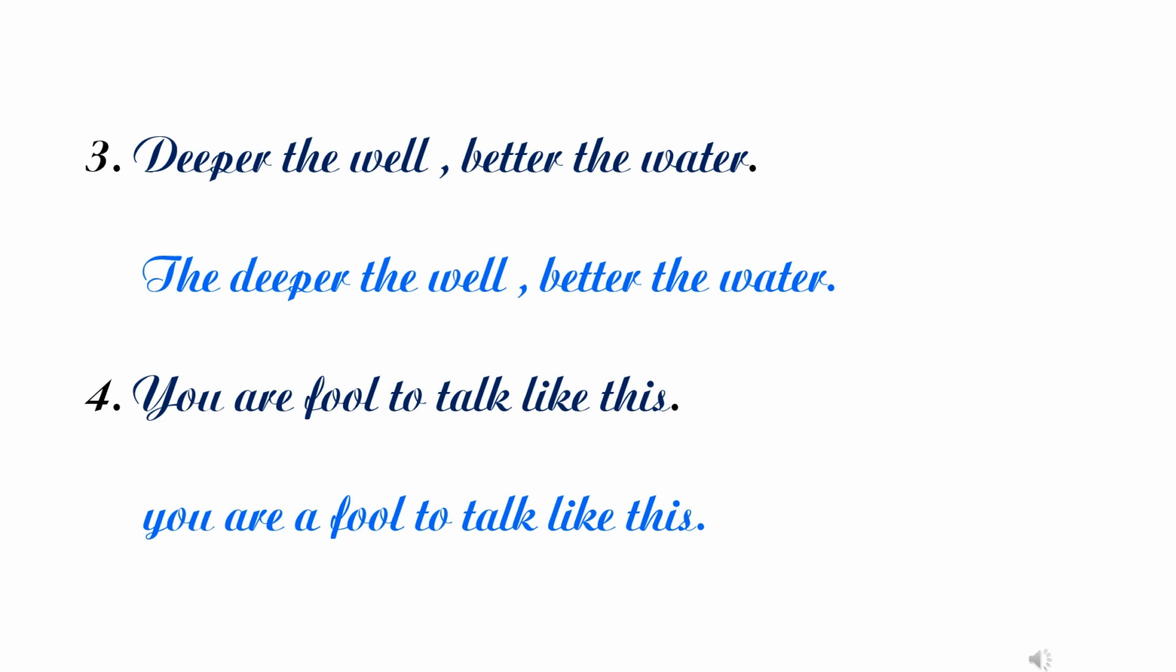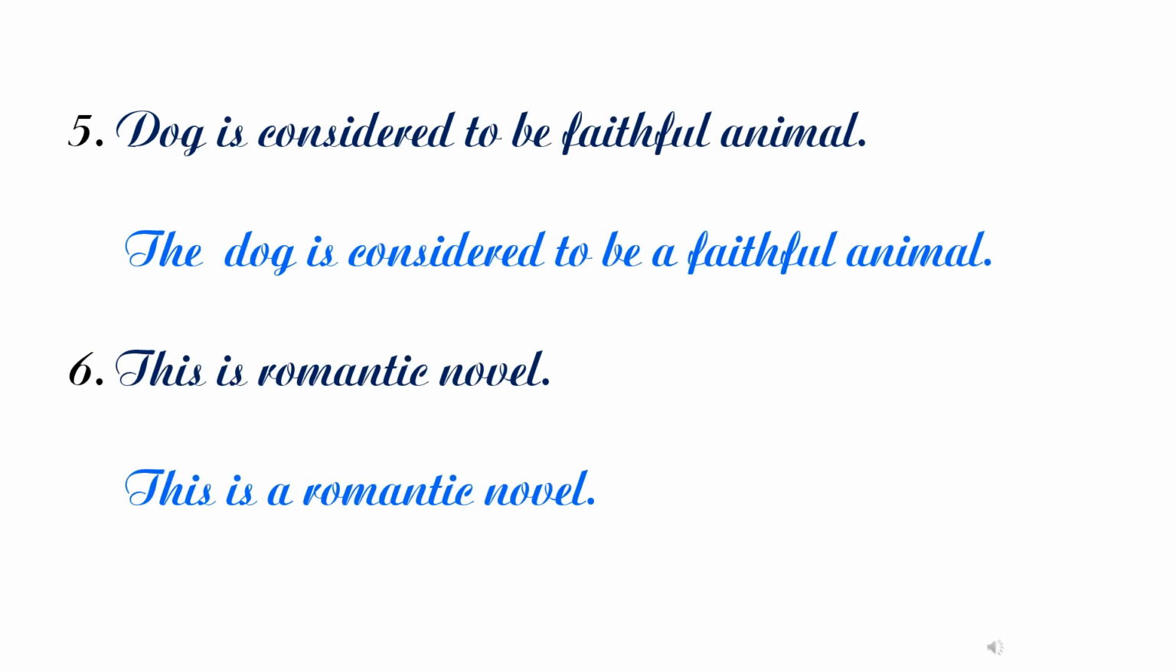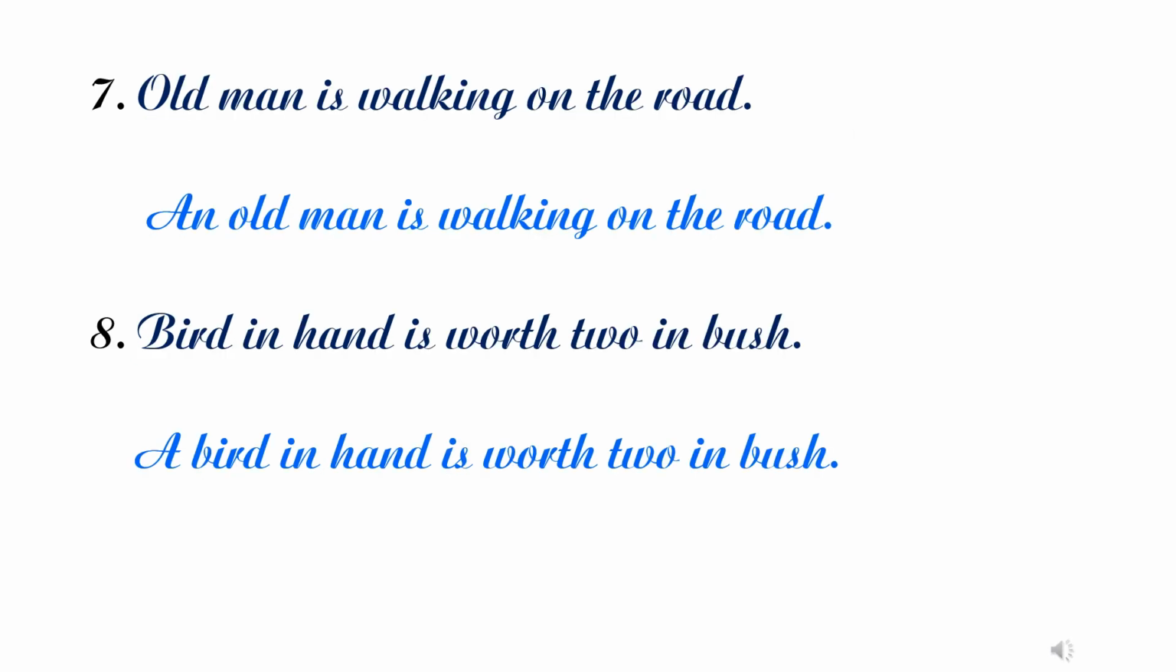4. You are fool to talk like this. You are a fool to talk like this. 5. Dog is considered to be faithful animal. The dog is considered to be a faithful animal. 6. This is a romantic novel. This is a romantic novel. 7. Old man is walking on the road. An old man is walking on the road. 8. Bird in hand is worth two in bush. A bird in hand is worth two in bush. Copy all the 4 exercises neatly to your notebook.